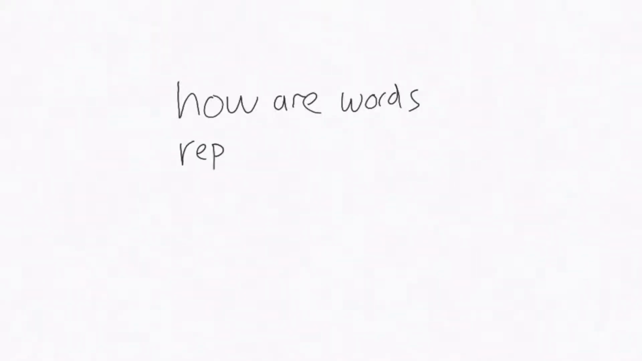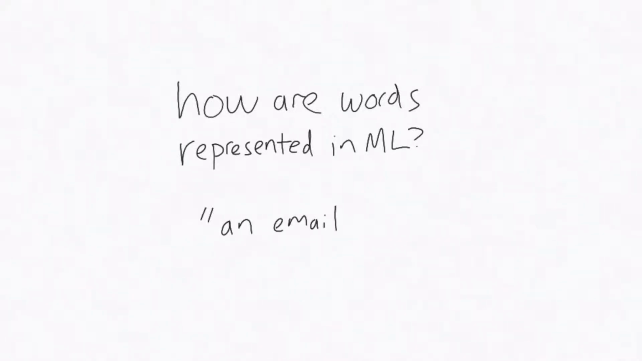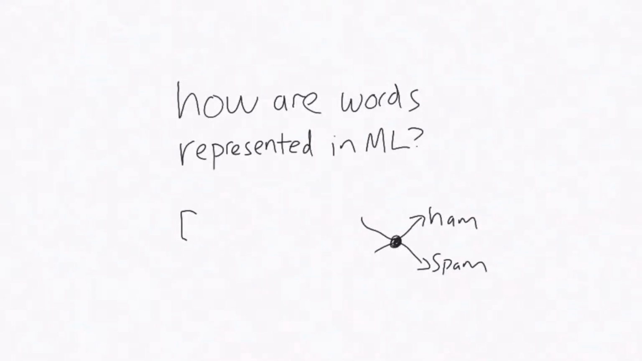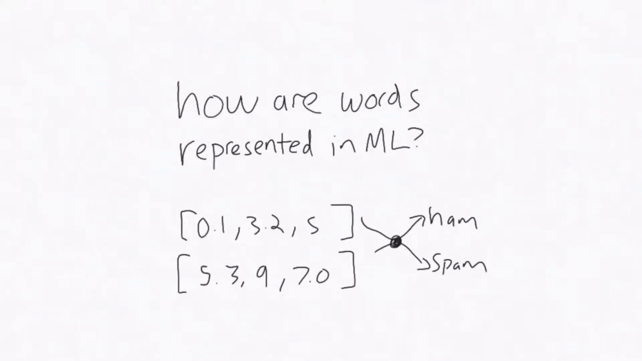Today I'm going to talk to you about how words are represented in machine learning. If you're trying to solve a problem like text classification, for instance deciding if an email is spam or not, you start with a bunch of strings as training data. But before you can do any machine learning, you need to convert those strings into something the machine learning algorithm actually understands: vectors of numbers.